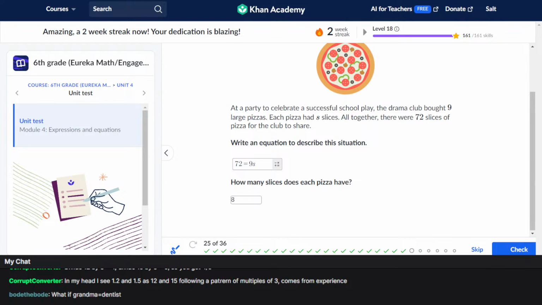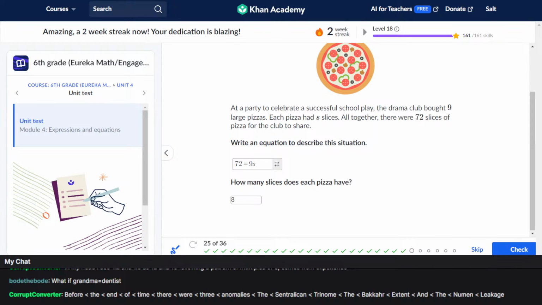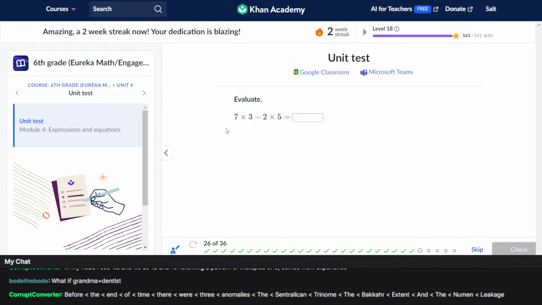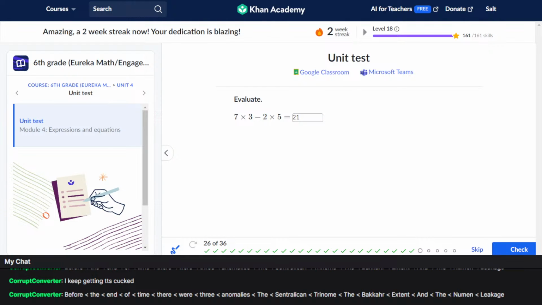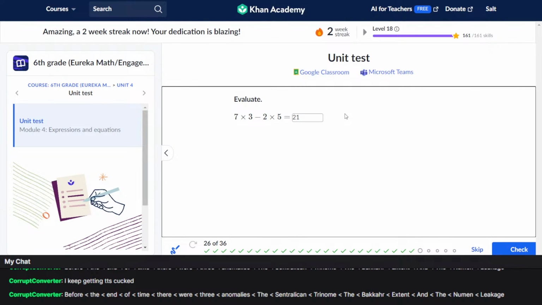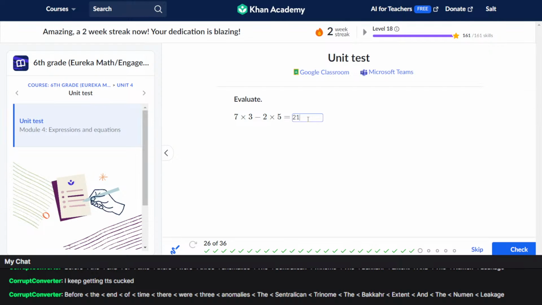Bodepi Bode says what if grandma equals dentist? Oh my god, that's why she made so many cookies! Oh, it does take that. Okay. Corrupt Converter says I keep getting TDS cooped. Cooked.